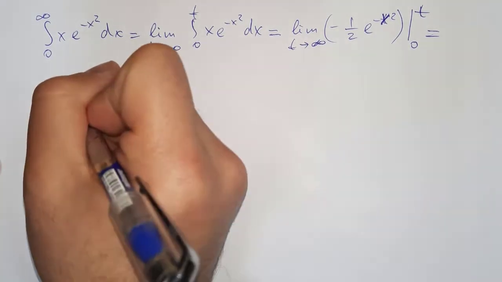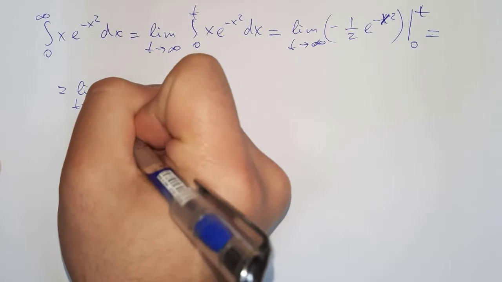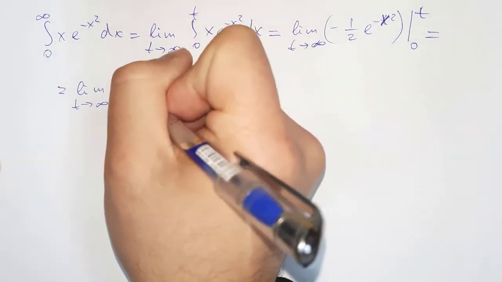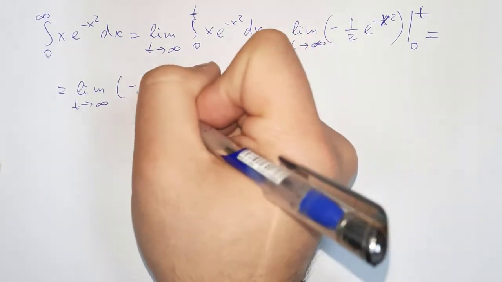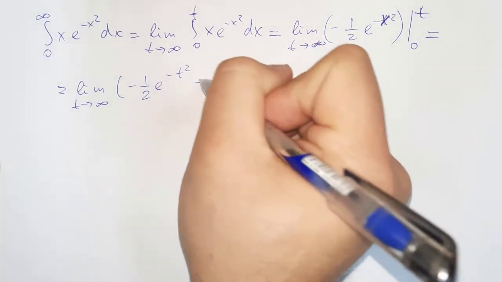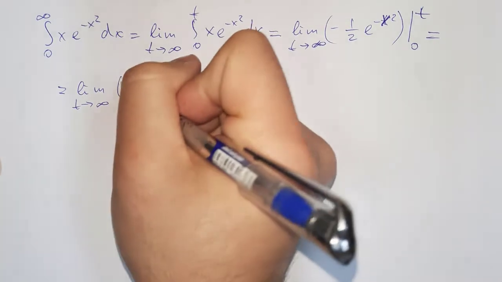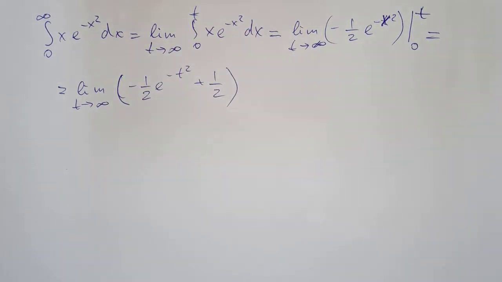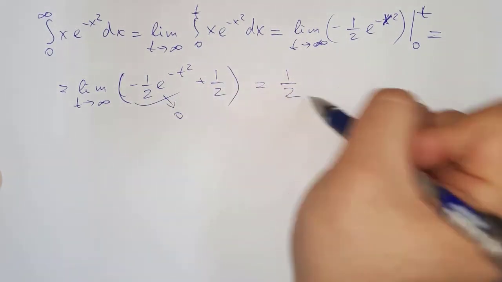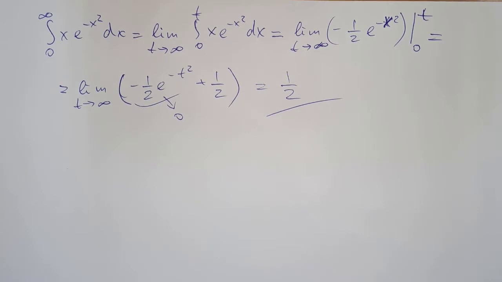So it equals the limit as t tends to infinity of minus 1/2 e to the power of minus t² plus 1/2. So again it tends to 0, and we have just 1/2 when we compute the limit. So the second one is also convergent.